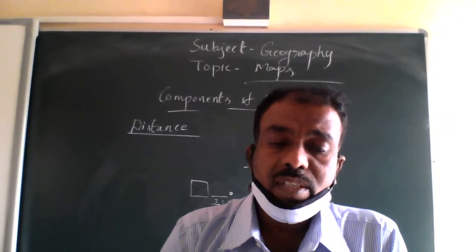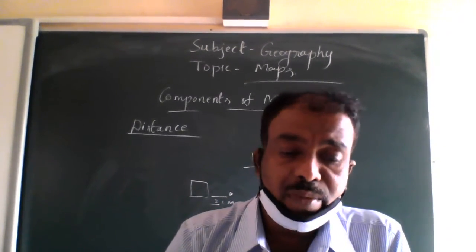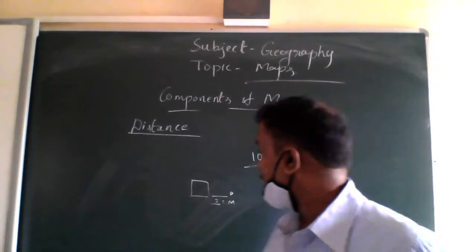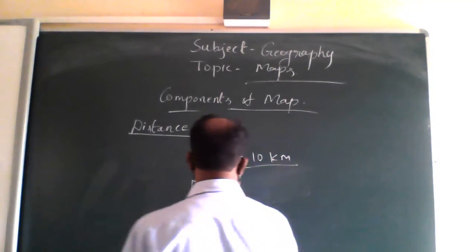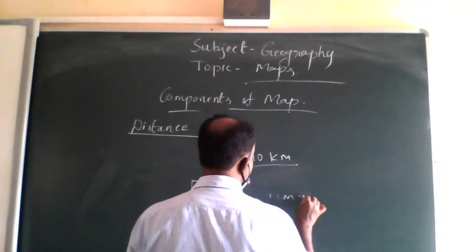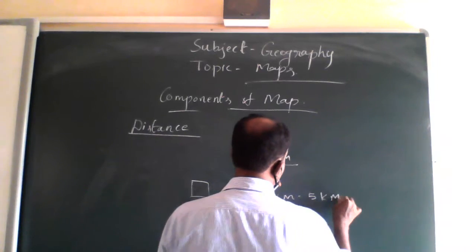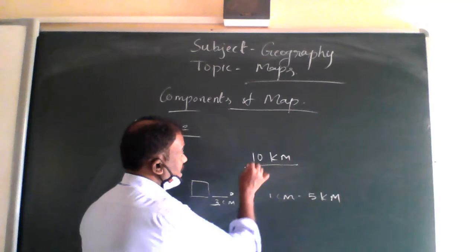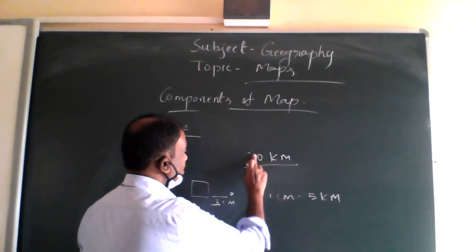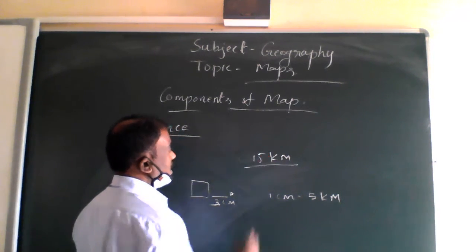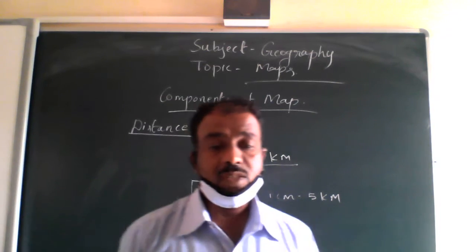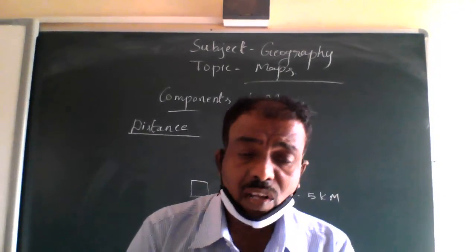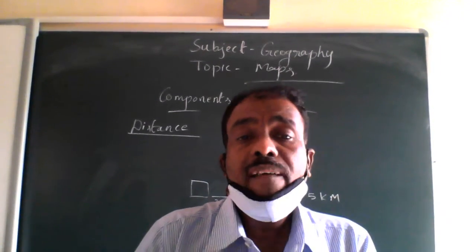If you show this 10-kilometer distance by 2 centimeters on a map, it means 1 centimeter on the map will show how many kilometers now? 1 centimeter is equal to 5 kilometers. Suppose it is 3 centimeters, maybe the distance is about 15 kilometers. Are you getting this, students? So in this way we are showing. 1 centimeter on the map will show 5 kilometers.